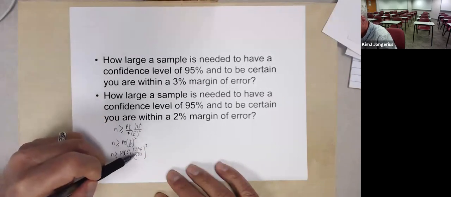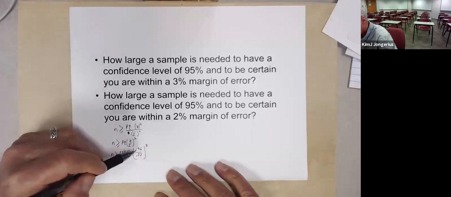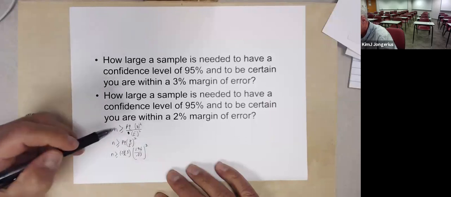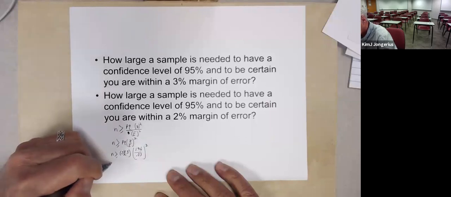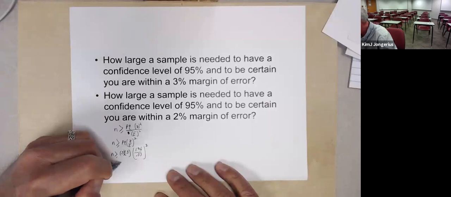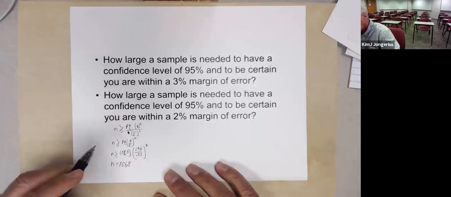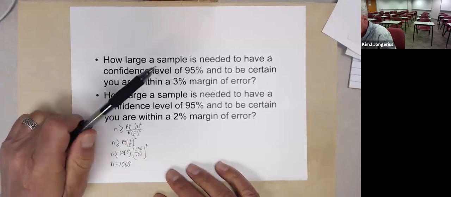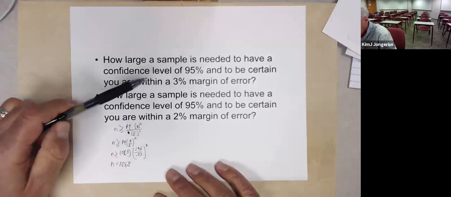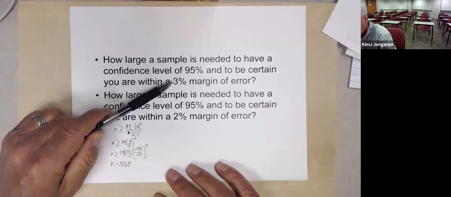I'm going to take the 1.96 divided by 0.03, take that quotient, square it, take it times 0.5 squared, and I would end up with the following. N would have to be equal to, in this case, 1,068. Most Gallup polls are around the 1,100 mark if they want to be within a 3% margin of error.